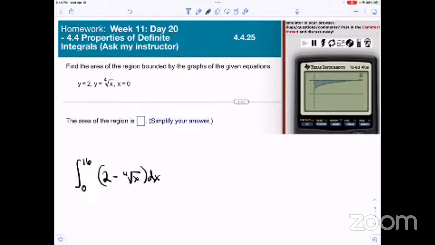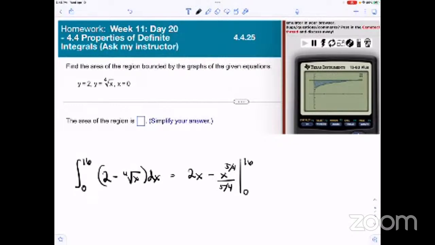Okay, so that's what we're finding the area of. I think this is okay. Let's give it a go. So then this is going to become what? 2x. Now remember, that's x to the power of 1/4. So then it's going to become x to the power of 5/4 divided by 5/4. We want to evaluate this as x goes from 0 to 16.